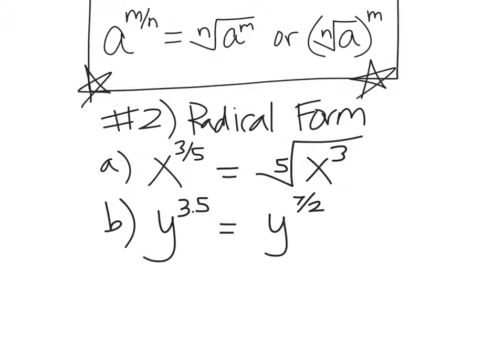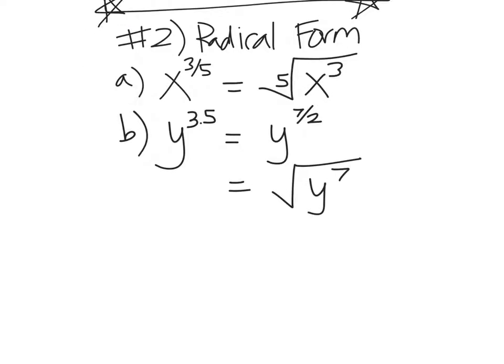All right, now let's rewrite this in its radical form. So this would be, what's the root? 2, the square root, which you don't need to write the 2 in there. And then y to the 7th. And that's all they want you to do. Just leave it like that. Okay? All right, let's do one more of these, and then we'll move on to going the other direction.